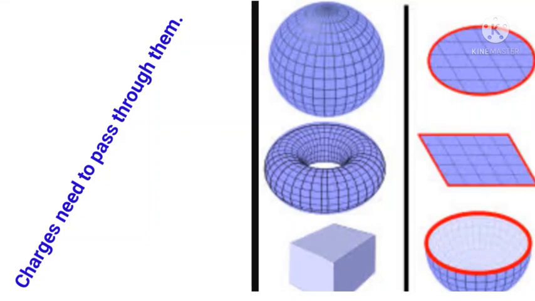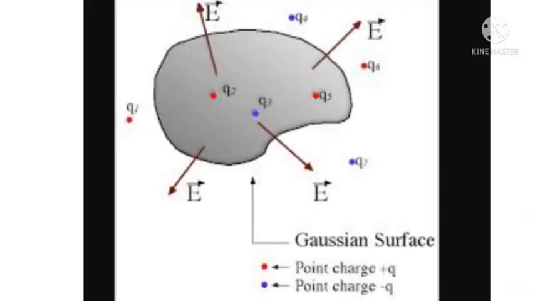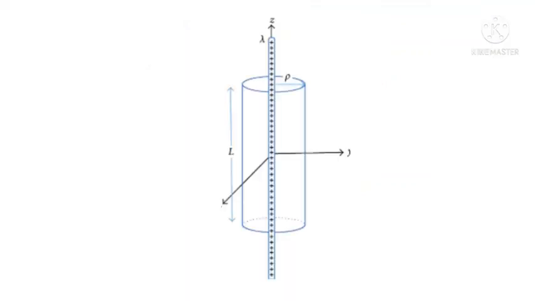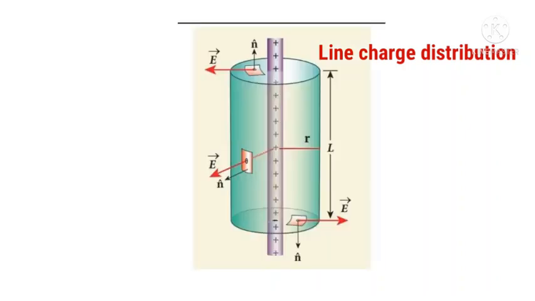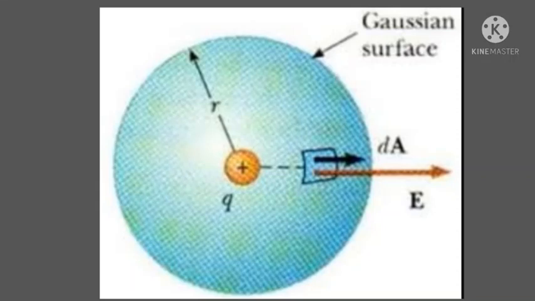Then let us understand some properties of Gaussian surface. First of all, the Gaussian surface is just an imaginary closed surface. This surface never touches the charge. The Gaussian surface is cylindrical for a line charge and cylindrical charge distribution, but it's spherical for a point charge and spherical charge distribution. Children, I hope you have understood the terms which are related with Gauss theorem.